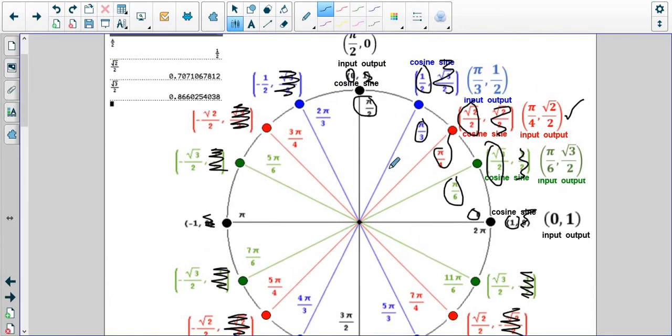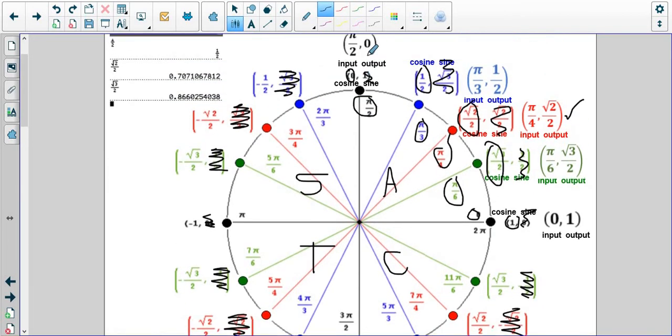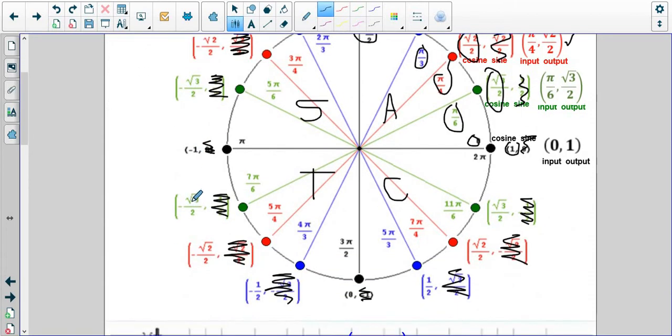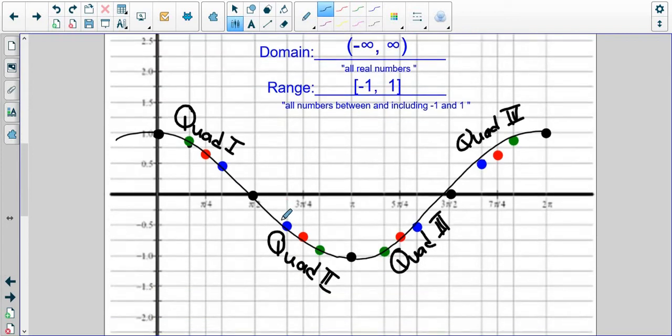And going back to that mnemonic device, All Students Take Calculus, notice what happens with cosine. Everything is positive here, but then only sine is, making cosine negative. Only tangent is, keeping cosine negative. And then here, cosine returns to being positive. So if you take a look at the next quadrant, we're going to be negative, more negative, more negative, to the minimum of -1. Then we're going to start going back to the x-axis until we get to 0, and then we're going to start going up again. So quadrant 2 is right here. Here is quadrant 3, we're going back up to 0, and then quadrant 4 going back up to 1.